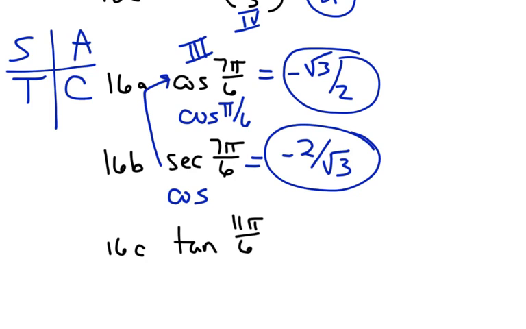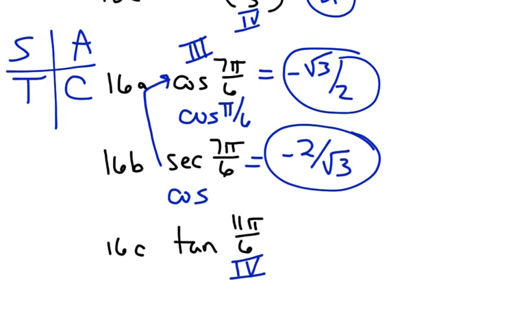11 pi over 6 is in a different place. That's going to be in quadrant 4. The reason I know it's in quadrant 4 without actually changing it to degrees is because if you remember, one full circle is 2 pi, 12 pi over 6 would be 2 pi. So 11 pi over 6 must be right before it in quadrant 4.